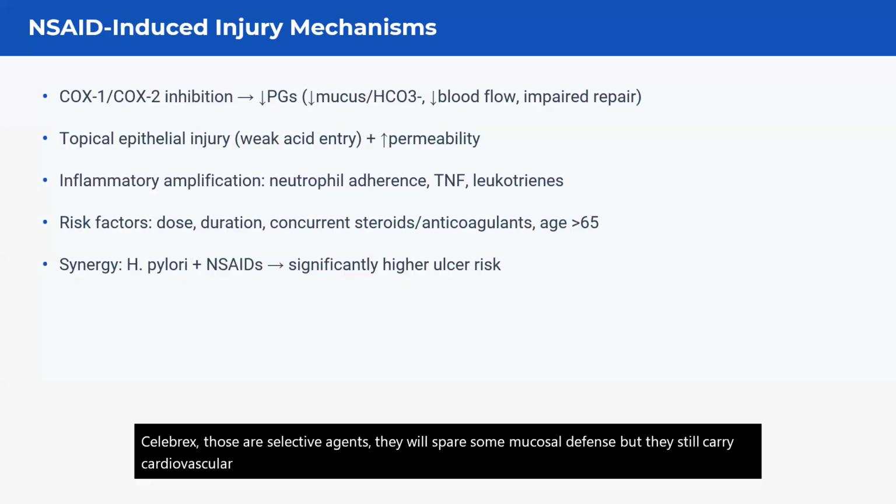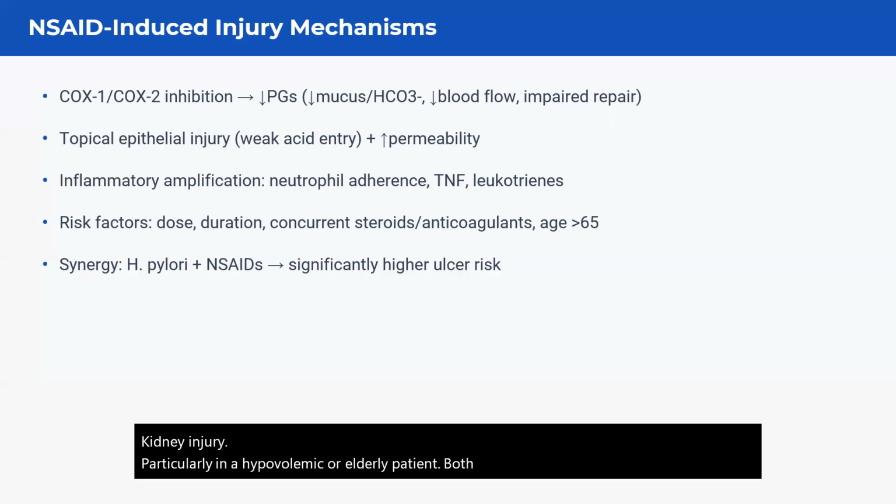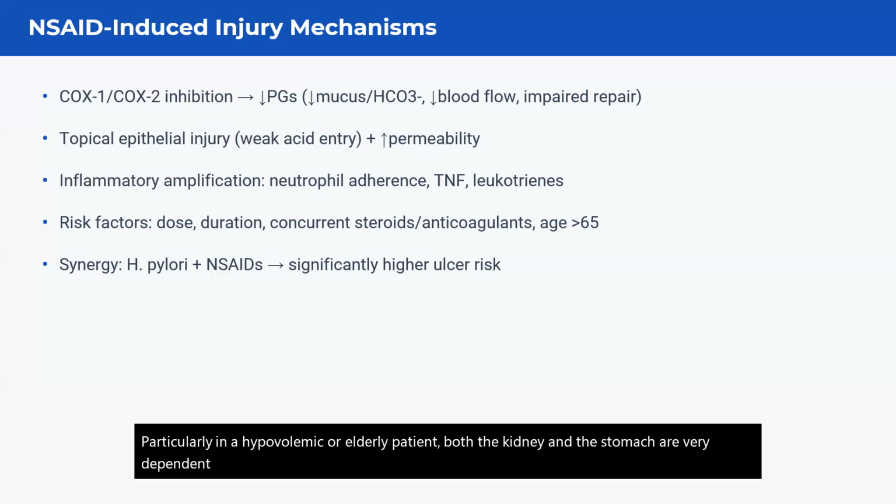So this same prostaglandin loss will explain why NSAIDs can precipitate acute kidney injury, particularly in a hypovolemic or elderly patient. Both the kidney and the stomach are very dependent on prostaglandin-mediated vasodilation.